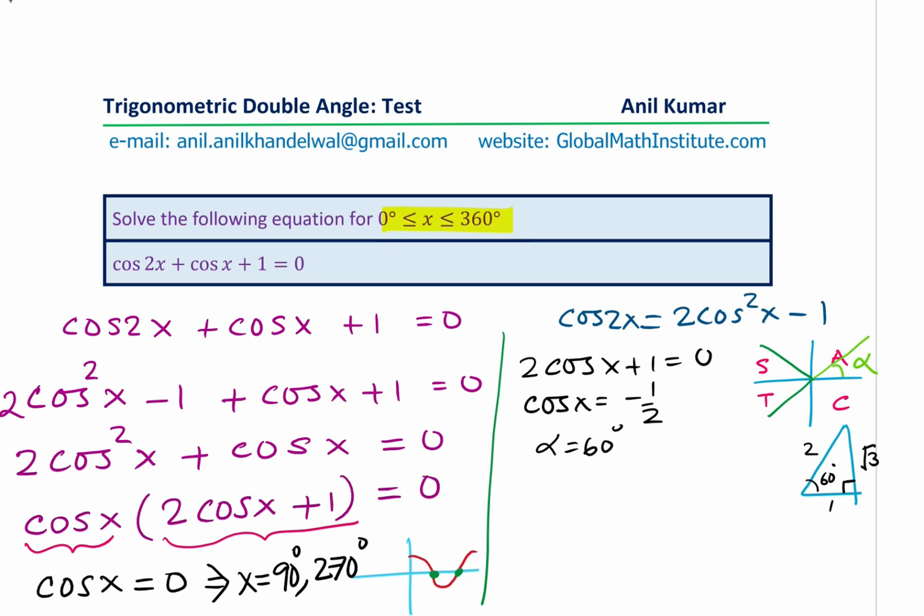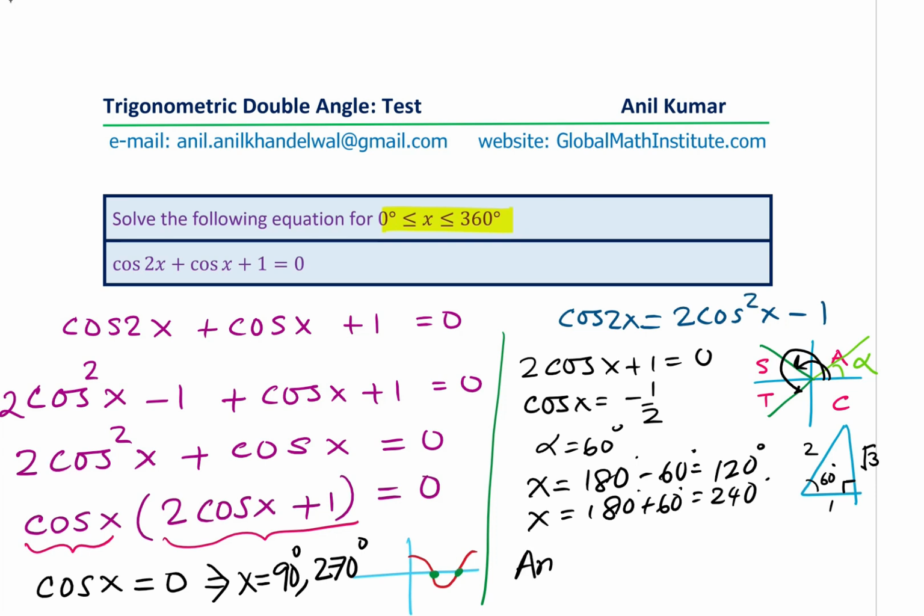So what are the solutions? The solutions are 180 minus 60 and 180 plus 60, correct? So we can say x is equal to 180 minus 60, which is 120 degrees, right? And also x is equal to 180 plus 60 degrees, which is 240 degrees. So that gives us the solution, as we now have four solutions. One is 90 degrees, then we have 120 degrees, 240 degrees, and 270 degrees. So these are the four solutions for the given equation in the domain 0 to 360.